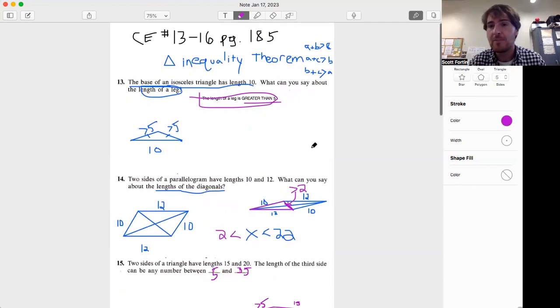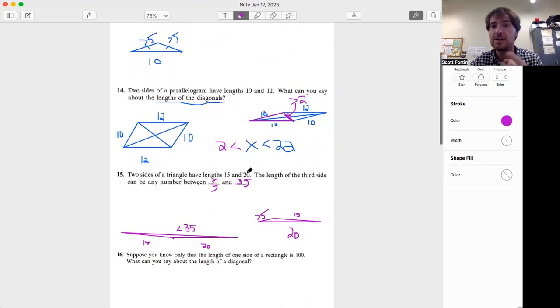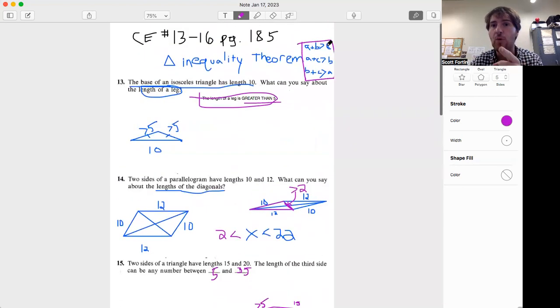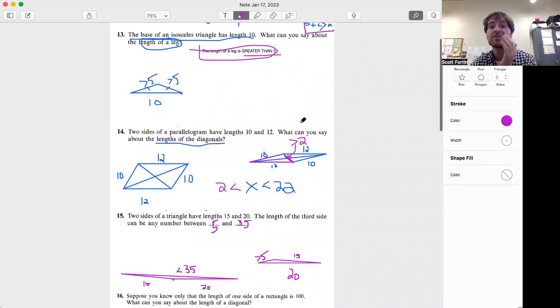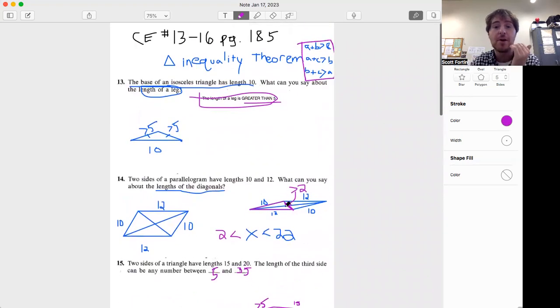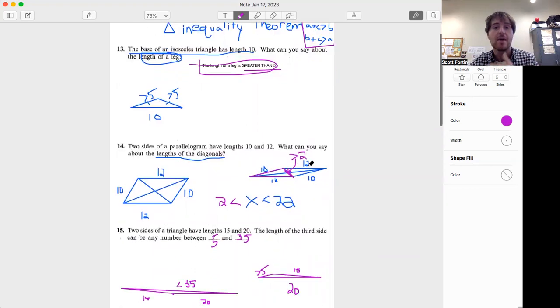Hey, when you're doing these problems, just use this formula, the triangle inequality theorem. The lengths of the two sides here, 15 plus 20, need to be greater than the third side. Or sorry, 35 needs to be greater than the third side. So 15 plus 20 needs to be greater than that third side. That third side can be up to 35 units.